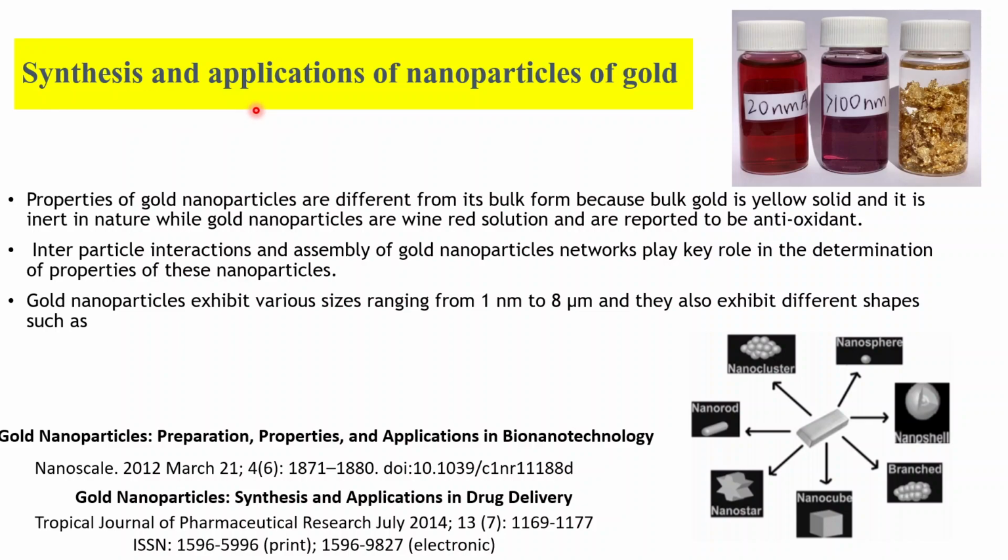First of all, the synthesis and application of nanoparticles of gold, and this is taken from these two journals. As we all know, the properties of gold nanoparticles are different from those of the bulk, because bulk gold is a yellow solid, as we can see in the figure, and it is inert in nature, while gold nanoparticles are a wine red solution. You can see the 20 nanometer range wine red solution of gold nanoparticles, and they have an excellent antioxidant property.